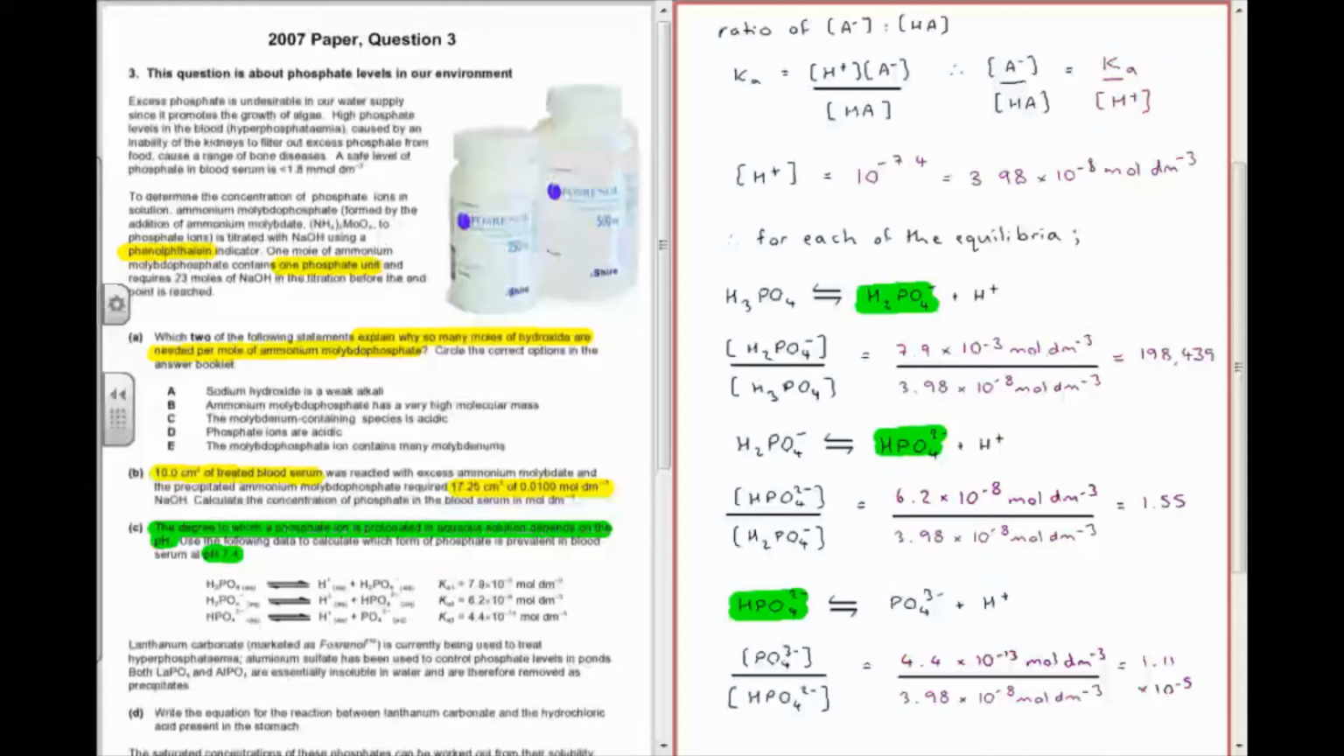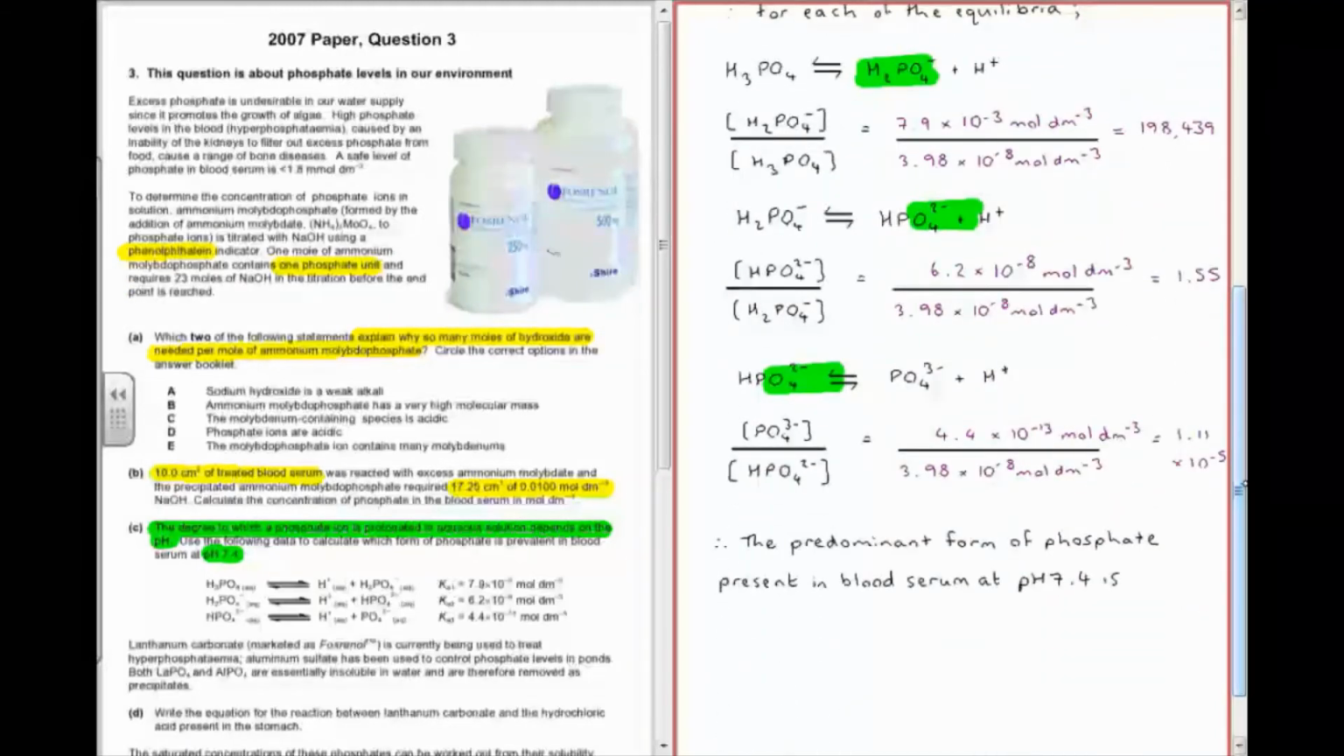So having calculated each of these ratios, what does this mean for the prevalent form of phosphate at pH 7.4? The first equilibrium tells us that H2PO4- is the preferable form. However, this then feeds into the second dissociation and dissociates to HPO4 2-. However, the HPO4 2- formed in the second acid dissociation doesn't dissociate any further because the third dissociation lies to the left-hand side. So in answer to the question, which form of phosphate is prevalent at pH 7.4, we can say that the answer is HPO4 2-.